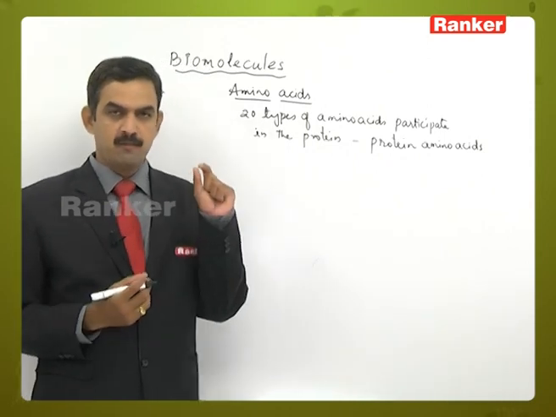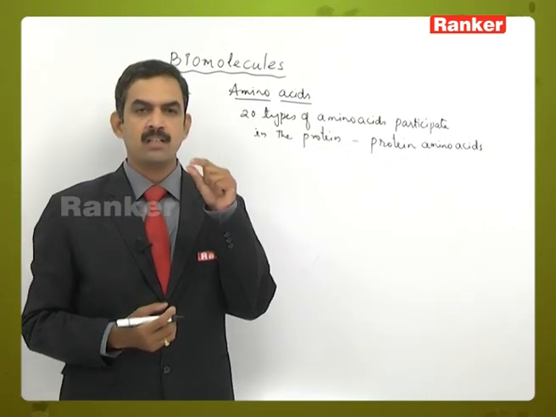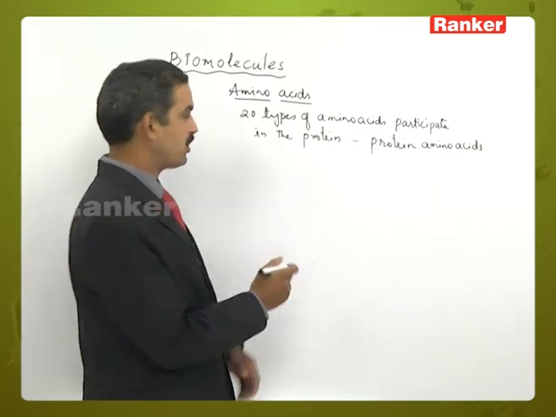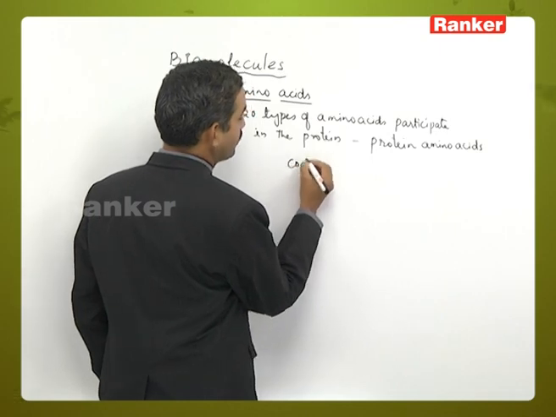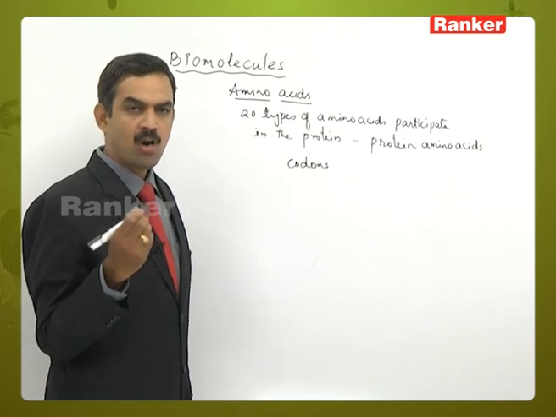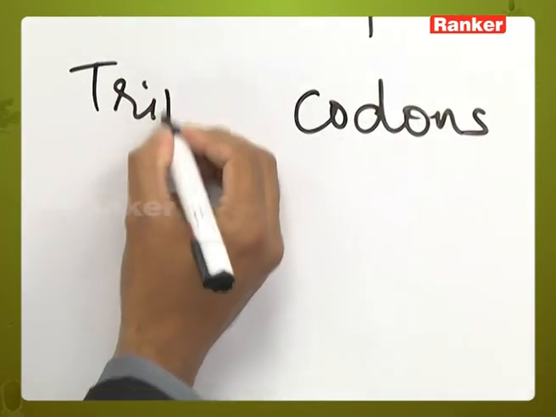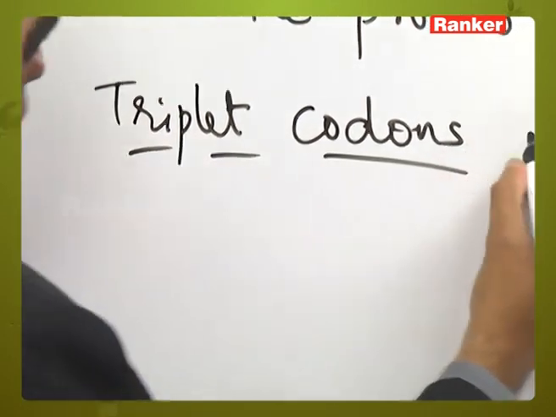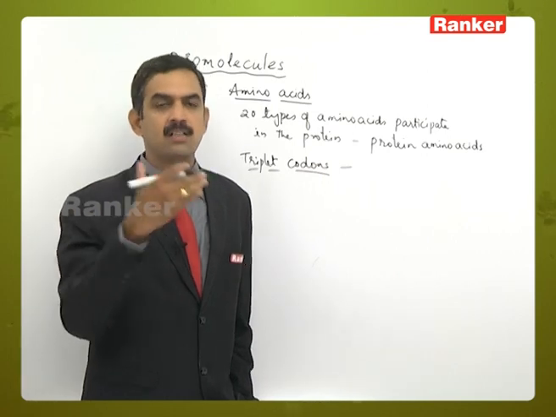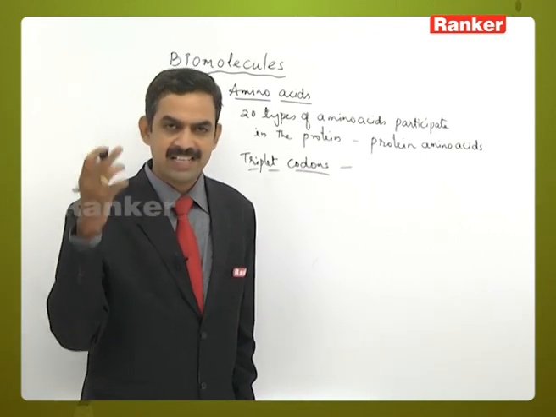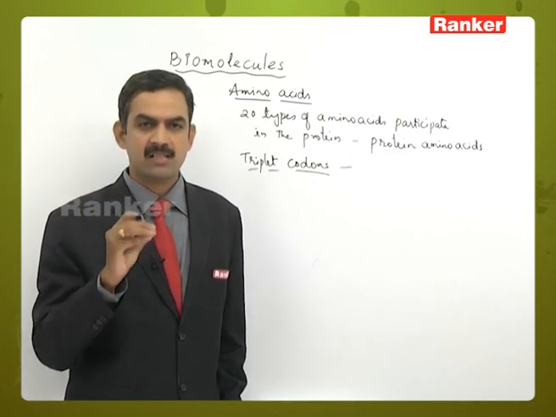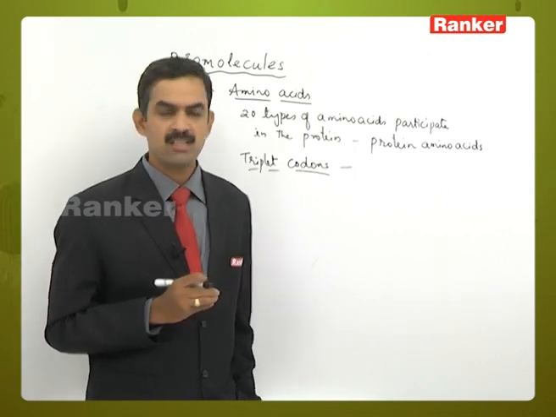And in a protein, which amino acid has to be incorporated, at which place it has to be incorporated, all that depends upon the codons. We know that the codons present in the mRNA are in the form of triplet codons. These triplet codons present on the mRNA are decided by the codons present on the DNA molecule. So that is the reason which type of amino acid has to be incorporated into the protein chain.